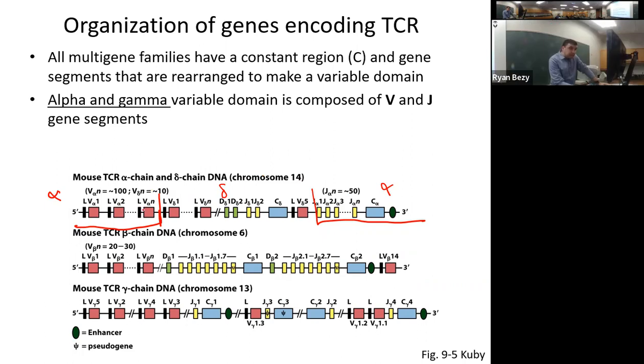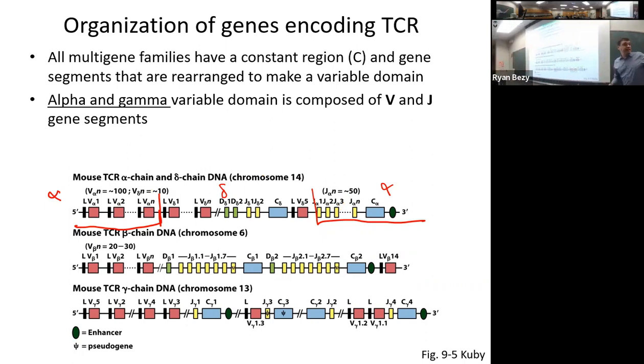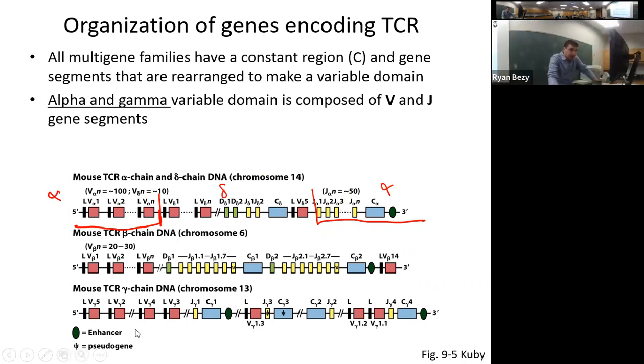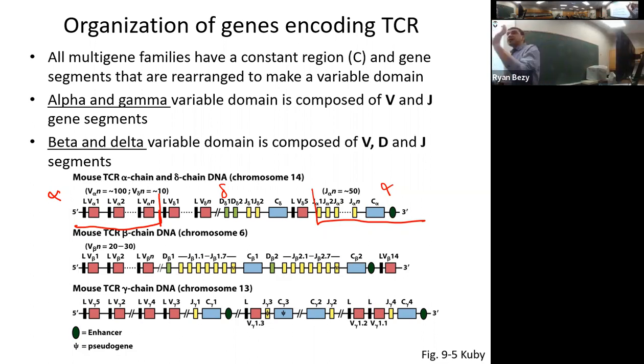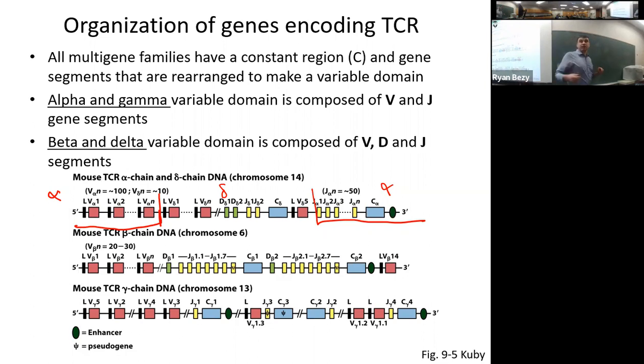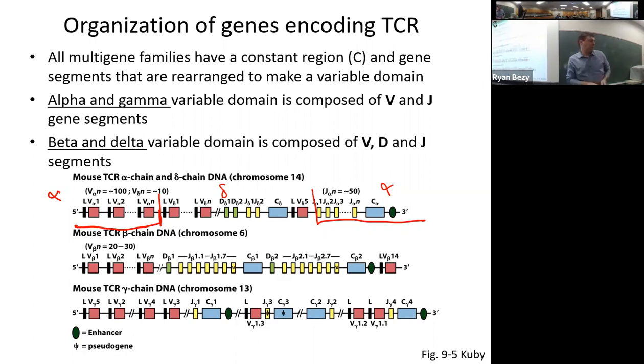Alpha has V segments and J segments, but no D segments. So is it similar to light chain or heavy chain? Alpha is similar to light chain. Gamma is then down here. It also has V and J segments, but no D segments. So gamma is also similar to light chain. Beta and delta have V, D, and J segments, so they're similar to heavy chain. Everybody okay with that? Okay.